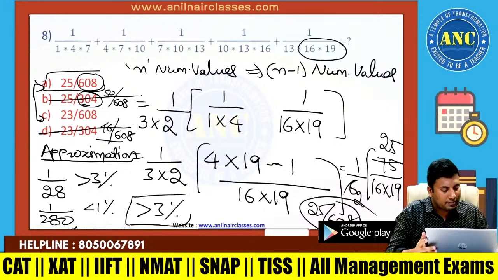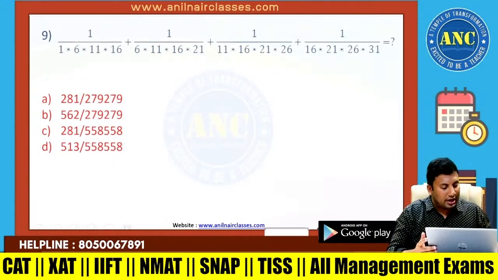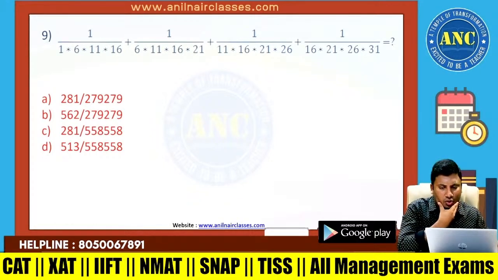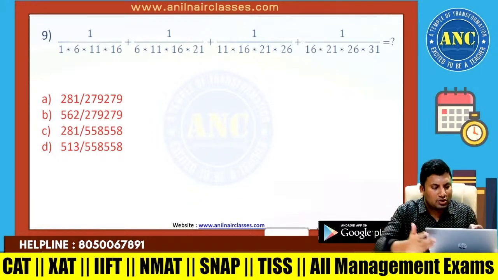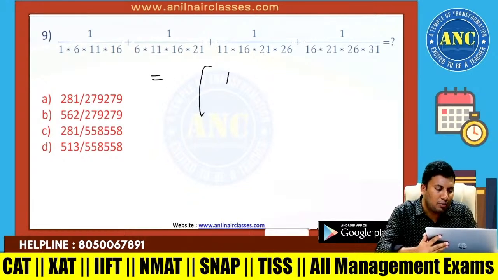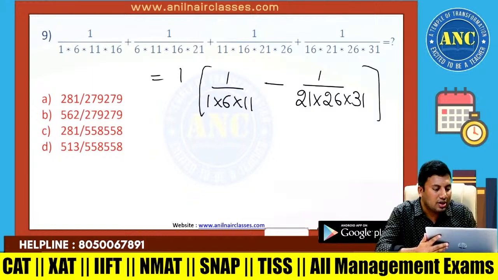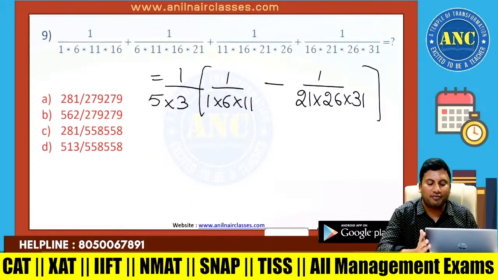Next question. I hope this idea is clear. Now next question: 1 by 1 into 6 into 11, 6 into 11 into 16, 11 into 16 into 21, and so on up to. So there are 4 numerical values. Write down the first 3 numerical values and the last 3 numerical values. 1 by difference, the difference is 5. 4 numerical values will become 3.